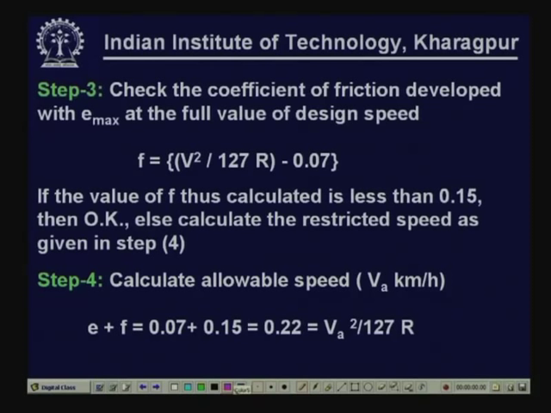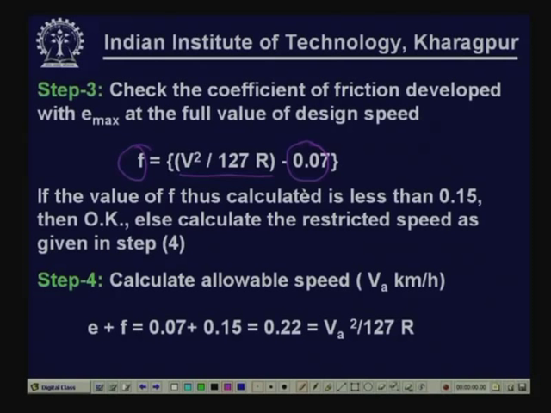So, now here we take the complete speed, not 75% of the speed, because ultimately E plus F is equal to V square by 127 R, that is the basic equilibrium condition. And we know that we have provided the maximum permissible value of super elevation, which is 7% normally. So, we calculate the value of F.